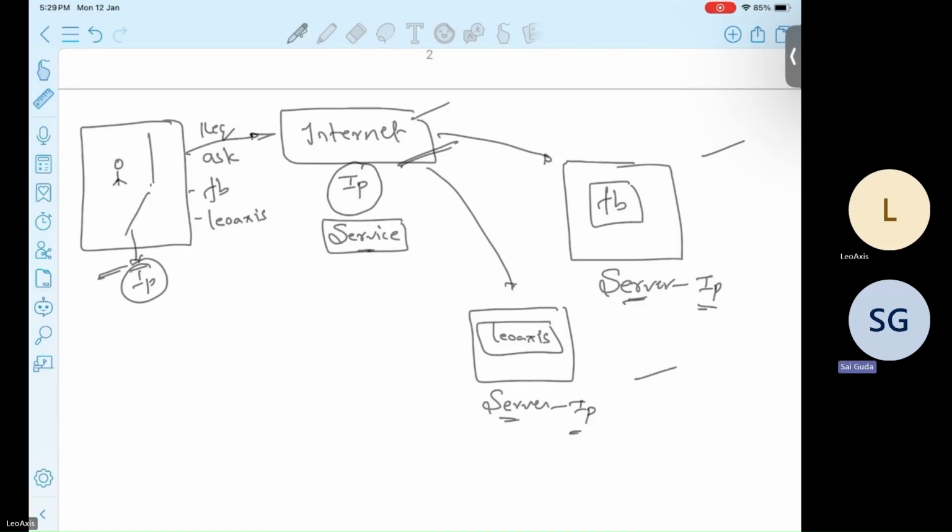If you want to send a request to this server, to this Facebook, the request should contain the IP address, followed by the port number, which represents the service, and the protocol, which is the standard to talk with this respective service. By the way, the internet doesn't understand our friendly names, which are known as domain names.